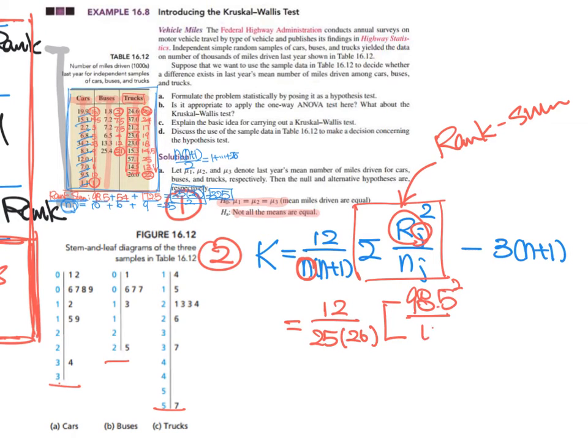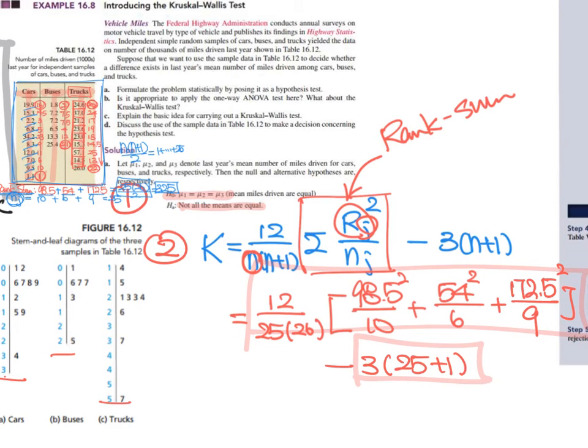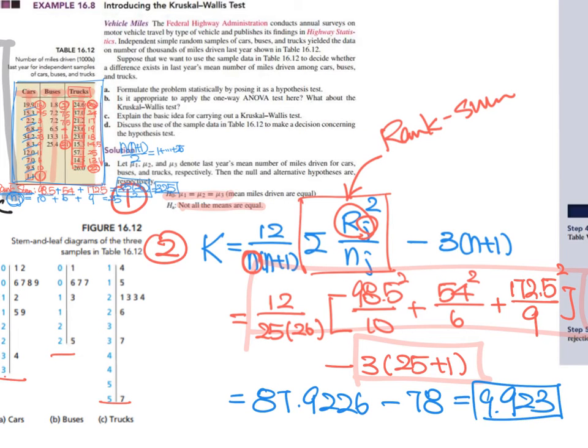98.5 squared over 10. From the bus, the rank sum was 54 squared over 6. And the truck had 172.5 squared over 9 trucks. Separately, subtract 3 times 25 plus 1. So by the formula, it has two terms; we take the two terms separately and take the subtraction. From the first one you will get 87.9226, minus the second one, which will be 78. So finally the test statistic will be 9.923. That is the test statistic K.